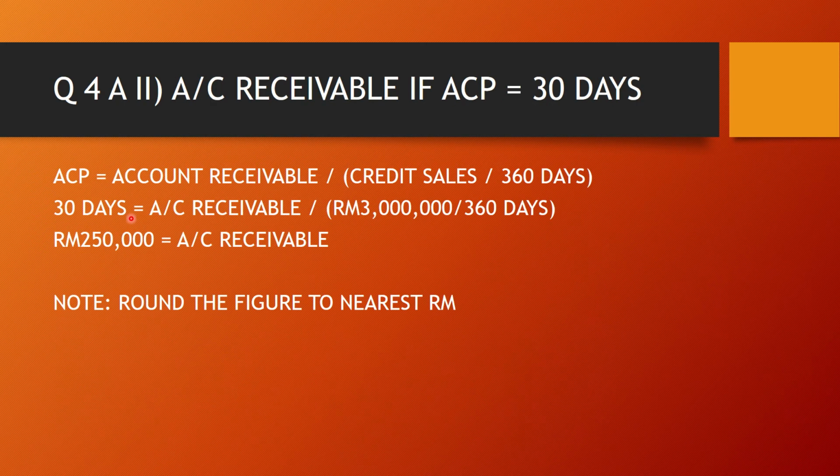For question 2, calculate the firm's new level of account receivable if its average collection period is reduced to 30 days. So average collection period is known at 30 days. Account receivable is unknown, you need to calculate. Credit sale is known at 3 million and 360 days. You make a calculation on that, and the answer for account receivable is RM 250,000.